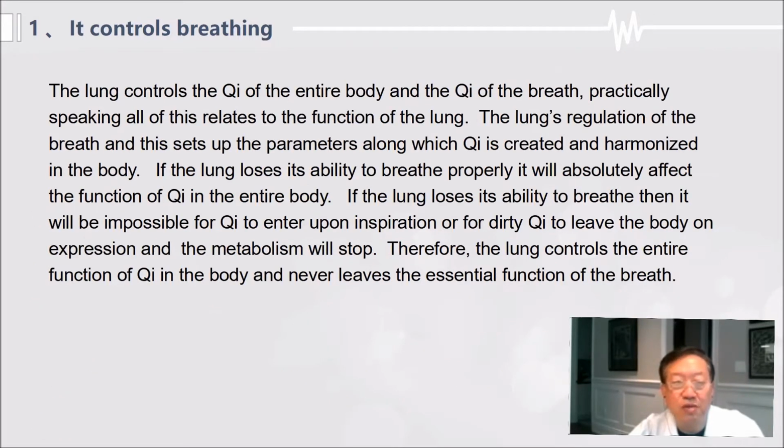The lung controls the qi of the entire body and the qi of the breath. Practically speaking, all of this relates to the function of the lung's regulation of the breath, and this sets up the parameters along which qi is created and harmonized in the body. If the lung loses its ability to breathe properly, it will absolutely affect the function of qi in the entire body. If the lung loses its ability to breathe, then it will be impossible for qi to enter upon inspiration, or for dirty qi to leave the body on expiration, and the metabolism will stop.